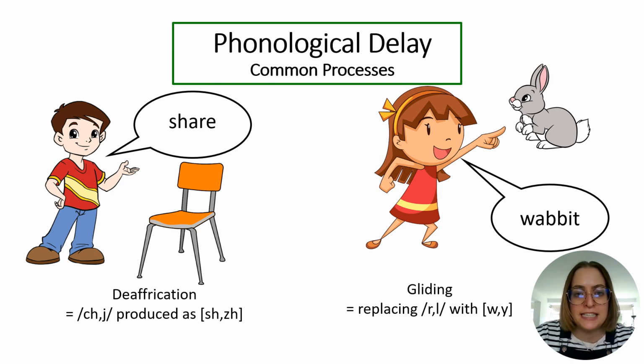Next we have deaffrication. So a ch or a j is produced as a sh or a zh sound. So chair becomes share. The zh sound, so the j, is the s in measure. And then gliding as well, so replacing the r or l with a w or a y sound. So rabbit becomes wabbit.